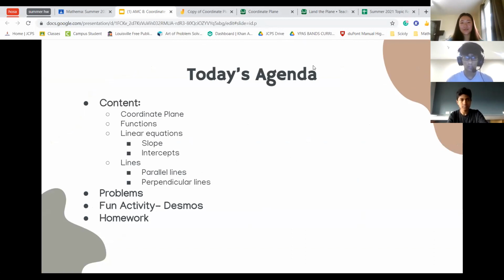Okay, so today's agenda. First we're going to go over the coordinate plane, the basics, what the quadrants are and how to plot points. And then we're going to go over functions and what constitutes a function. Then we're going to learn about linear equations such as slope and the different intercepts, like the x-intercept and the y-intercept. And then we're going to learn about lines, how you can make a perpendicular line and how you make a parallel line with the equation. And then we're going to do a lot of practice problems and an activity in Desmos. And finally, you guys are going to have some homework.